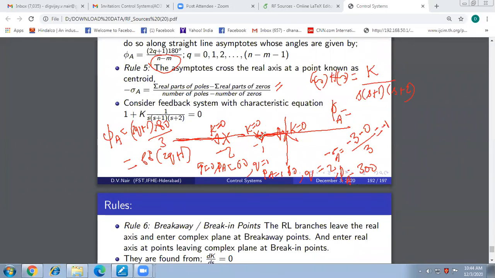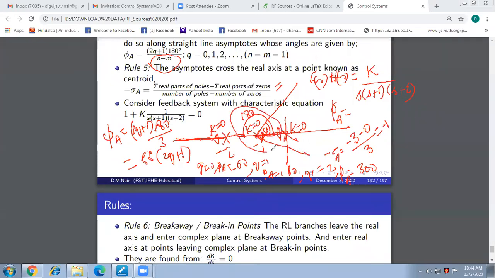So where are the three asymptotes meeting? At this point. The first asymptote has an angle of 60 degrees. The second asymptote is at 180 degrees. The third asymptote is at what angle?